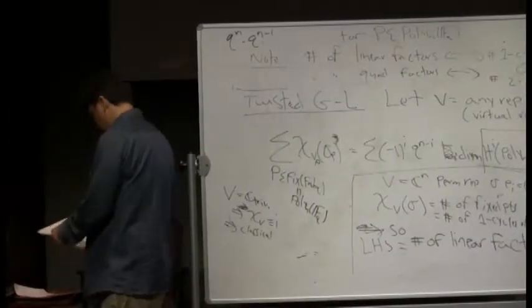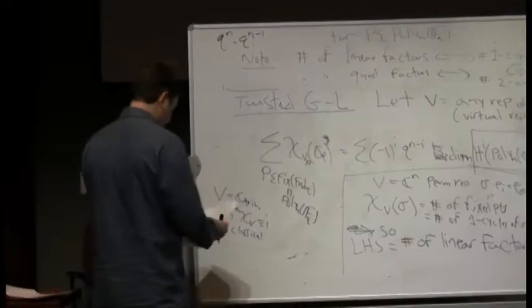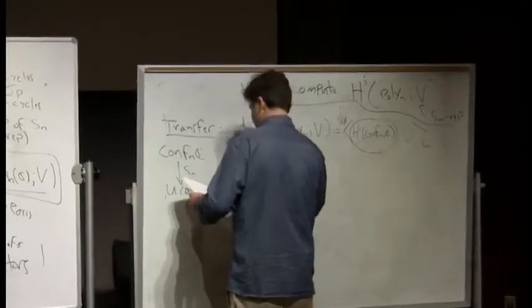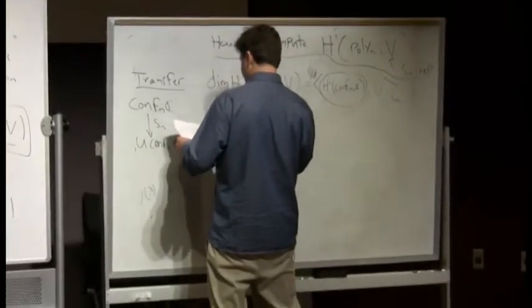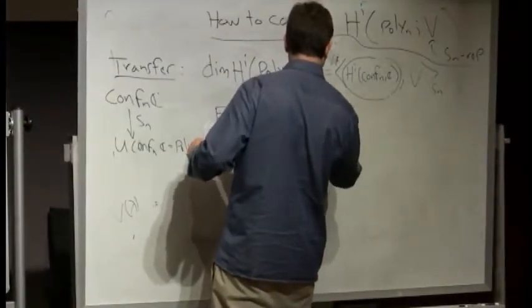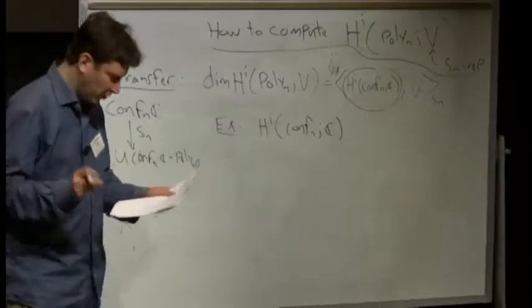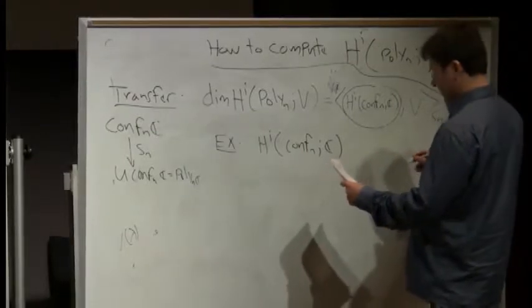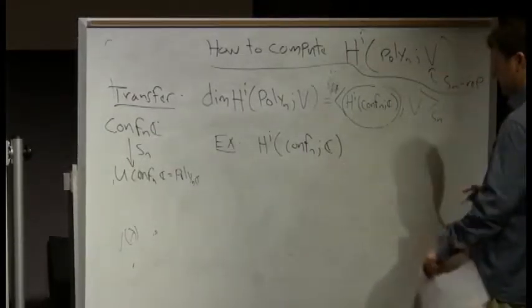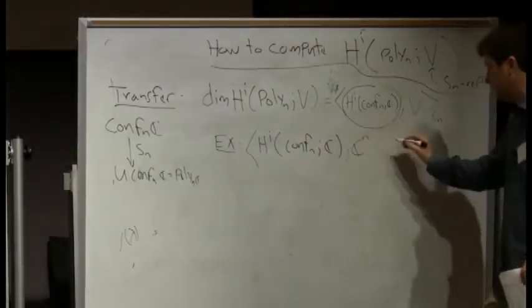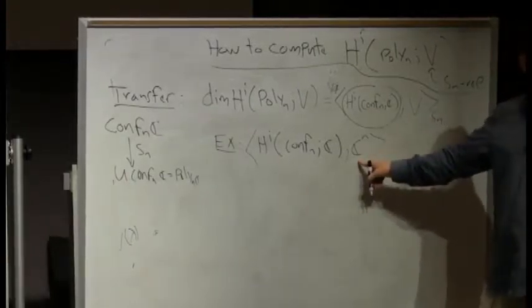So let me state our theorem. By the way, before I do it, I have to give one example. You can compute the ith cohomology of configurations of ordered n-tuples, the thing I've been talking about forever. Maybe I'll say it this way. The inner product, this is not quite an irreducible. This is a sum of two irreducibles. This is the inner product with the permutation representation.